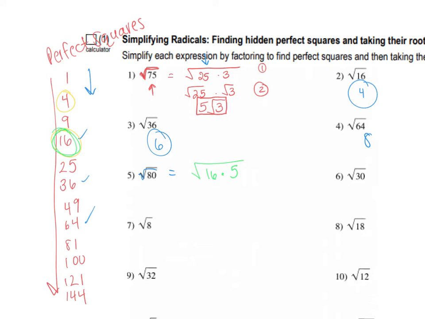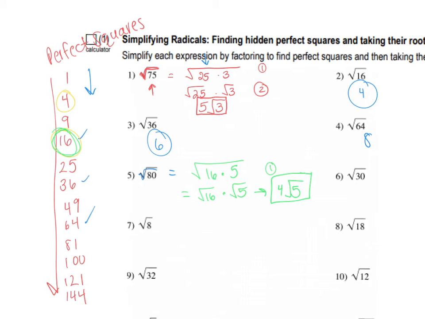All right? So then I'm going to go ahead and break it down again. Now that I've done step 1, I'm going to go ahead and break them down. So square root of 16 times the square root of 5. Okay? And I know that the square root of 16 is 4, and I know that I cannot break down 5 anymore, so I'm just going to put the square root of 5 right next to it. And this will become your answer.